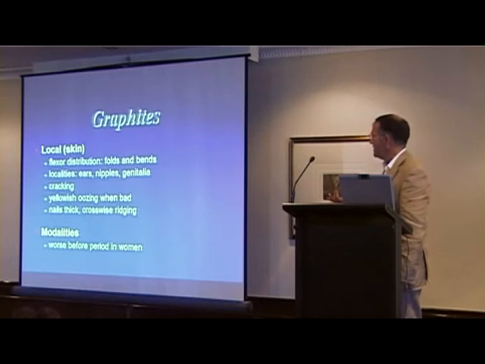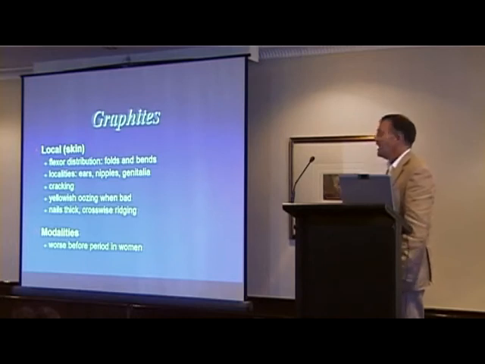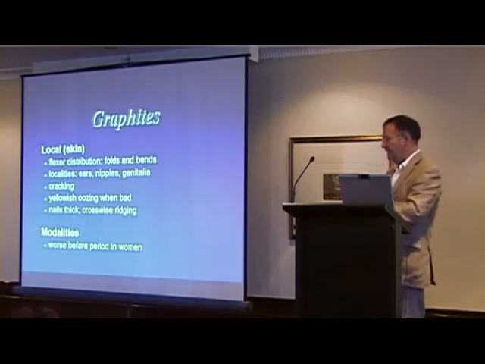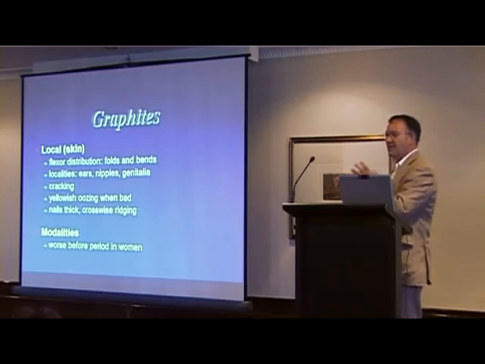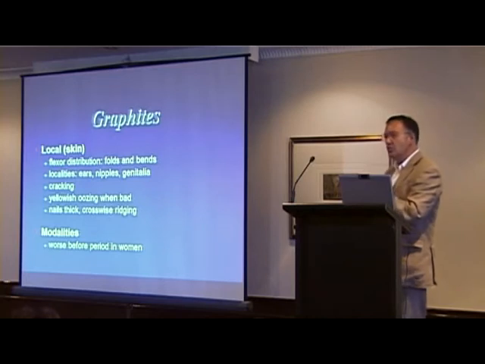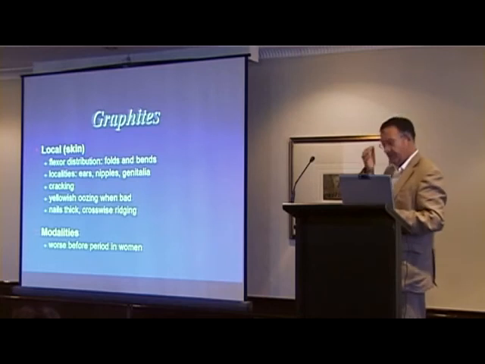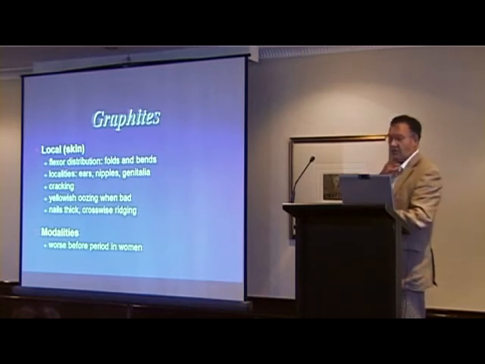And nipples, it affects particularly the nipples, genitalia and other places. And a lot of cracking. Whenever it's bad, they will get cracked behind the ears, but on the fingers, everywhere. There's a lot of cracking, and it oozes when it's bad. If they scratch it, it goes sticky and it's very characteristic. And often they get ridging of the nails, particularly crossways ridging of the nails. Worse before the periods in a woman, very often.